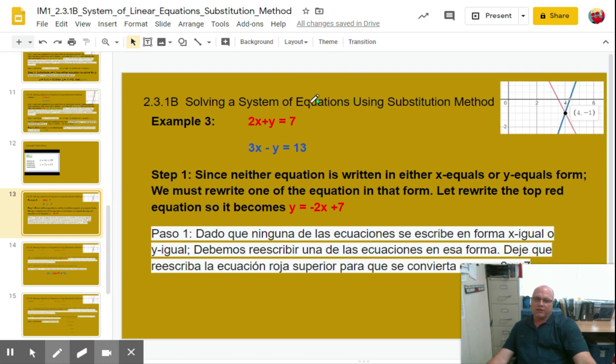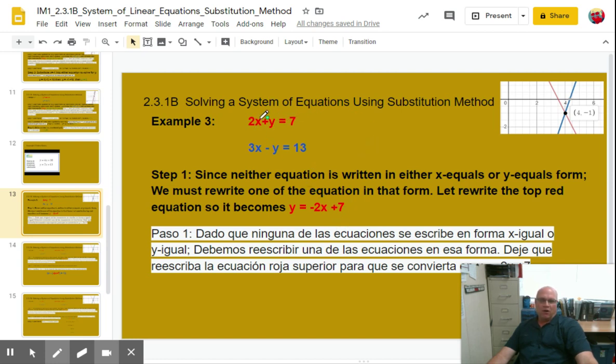Now this is your hardest type of system of equations here because we don't have either equation written in the form x equals or y equals, where we can just take something and substitute into the other equation. So what we have to do here is rewrite one of these equations so that we get x equals something or y equals something. Looking at the two, I made the decision that the top equation looked like the easiest to rewrite.